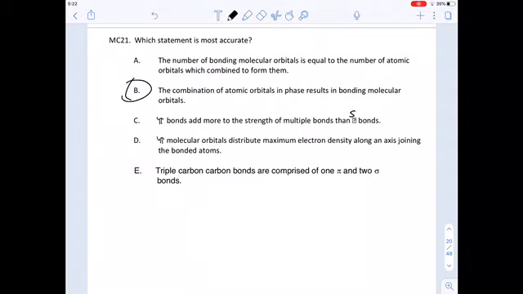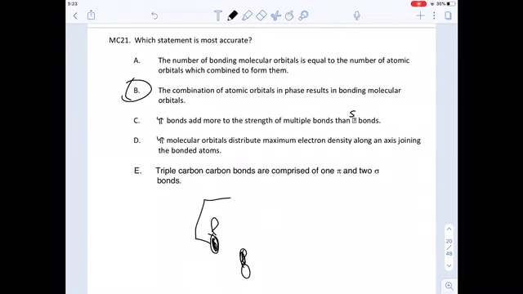And honestly, it's not that important. He never tests it. I would just memorize this question because this is the only thing that I've ever seen him ask about molecular orbital theory. And it just makes sense that the combination of orbitals in phase results in a bond, because if it's out of phase, we've always seen that there's repulsion, and in phase is the bond formation.